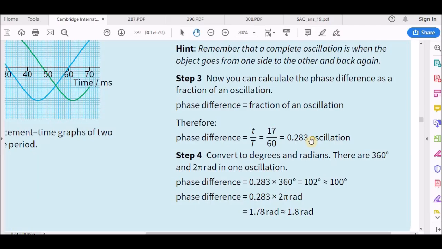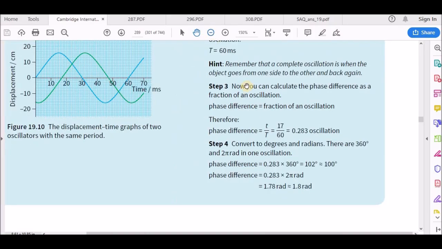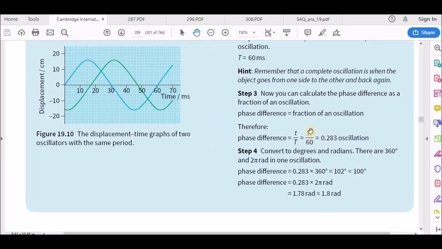Now this is in terms of oscillation, but I told you phase difference we usually give in terms of angle. So it's 0.283 of an oscillation. So the phase difference is 0.283 times 360 degrees, because 17 for 60 milliseconds, therefore for one whole wave that is 360 degrees. Okay, so that is 102 degrees. If you approximate it to two significant figures, that will be 100 degrees.